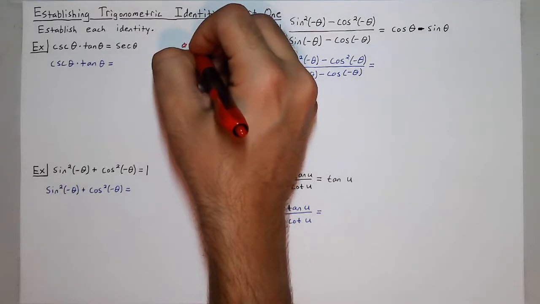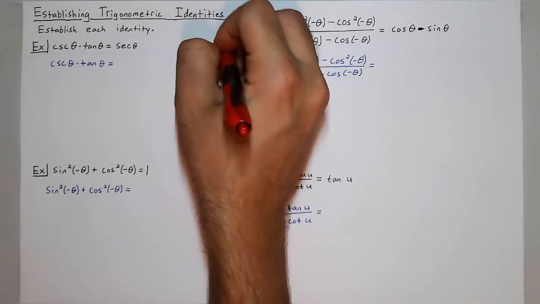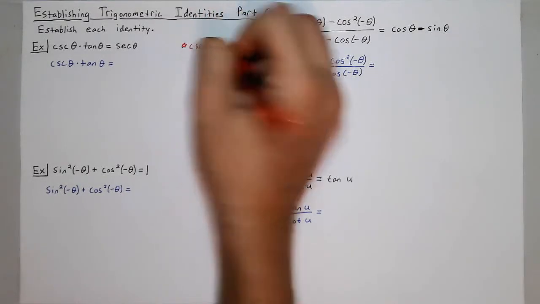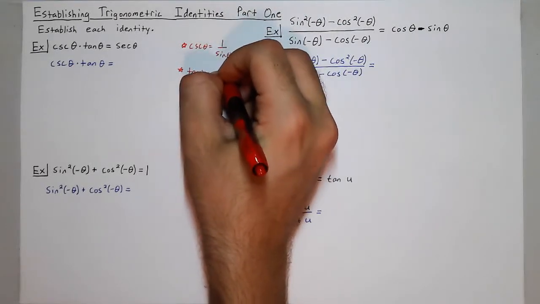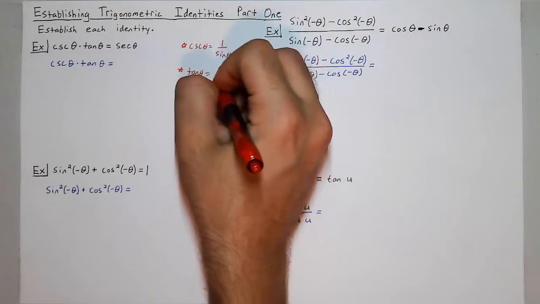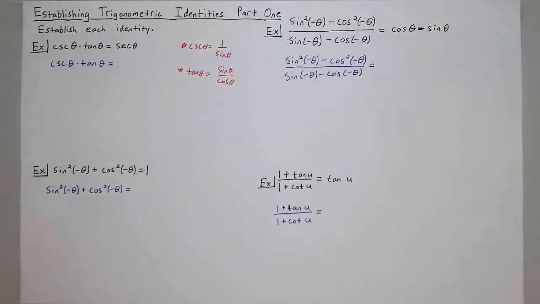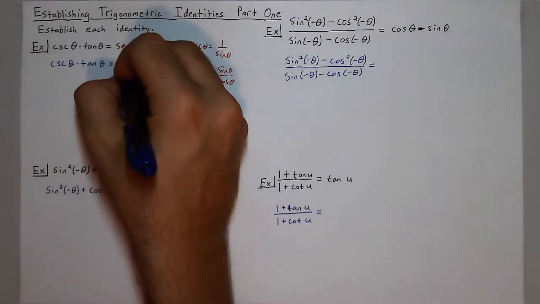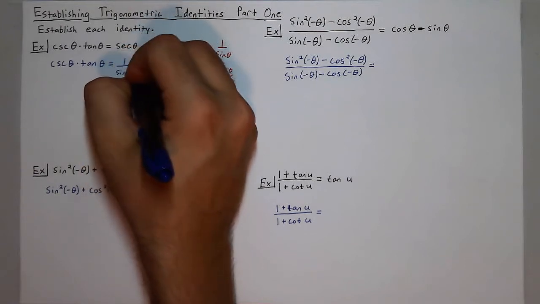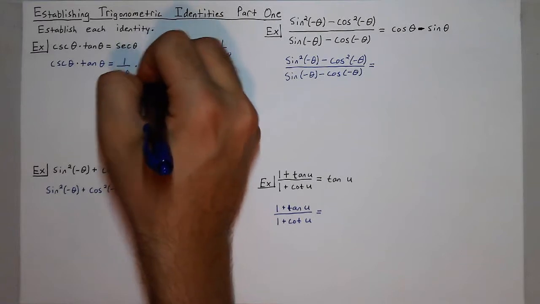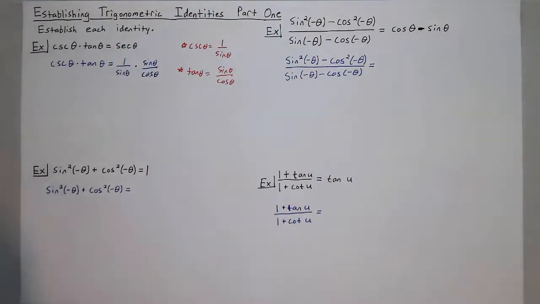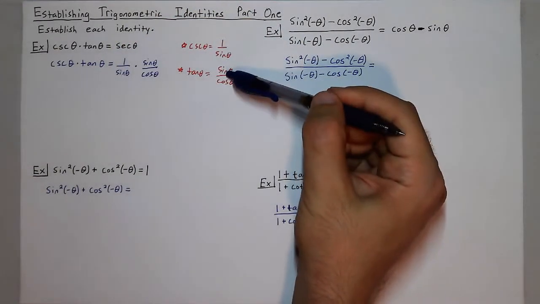So we're going to use the reciprocal and quotient identity, which is cosecant of theta is equal to 1 over sine of theta, and tangent of theta is equal to sine of theta over cosine of theta. So this can be rewritten as 1 over sine of theta times sine of theta over cosine of theta, using the reciprocal identity and the quotient identity.